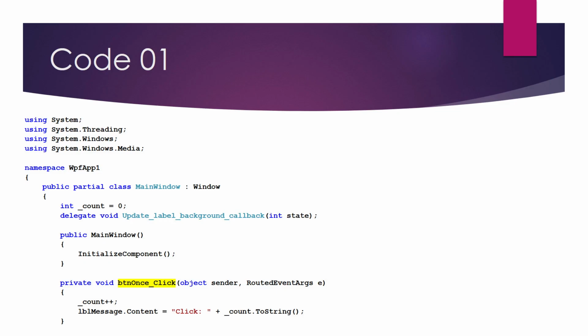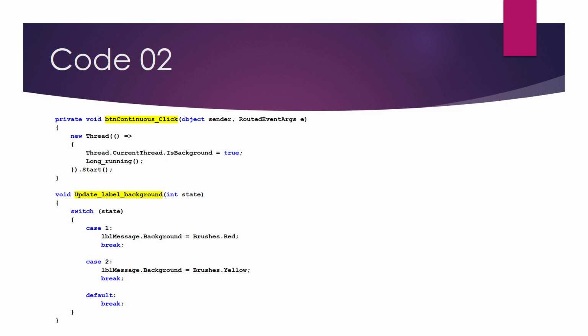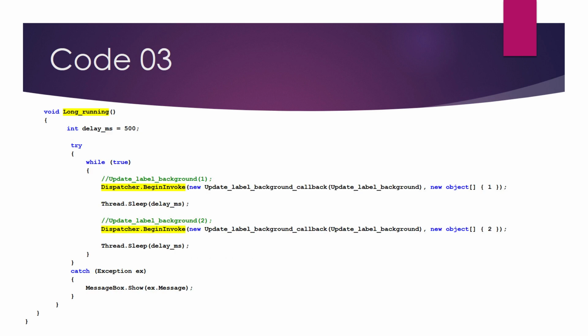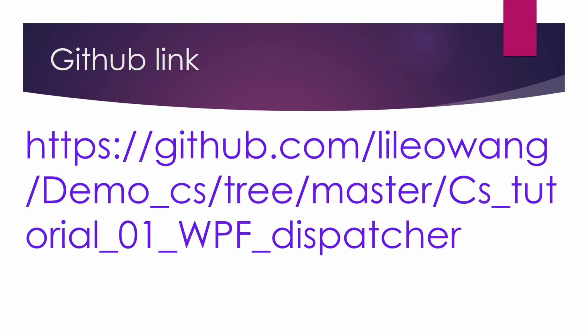Here is a complete code. Part 1 with button once event handler. Part 2 with button continuous event handler. And update label background method. The essential code is in part 3 with dispatcher, begin invoke, implementation in long-running method. The complete program can also be found at GitHub with this link.